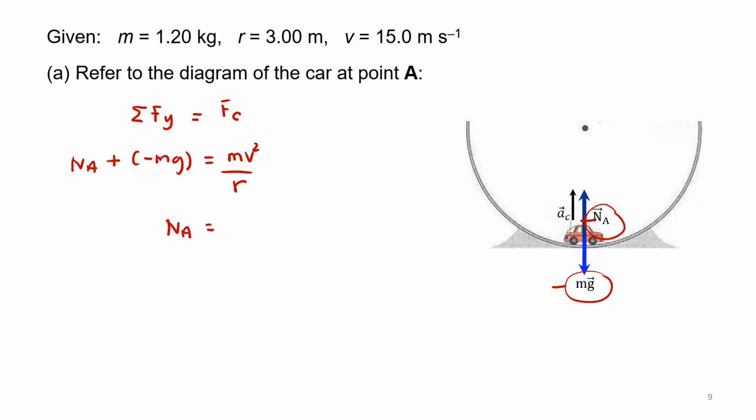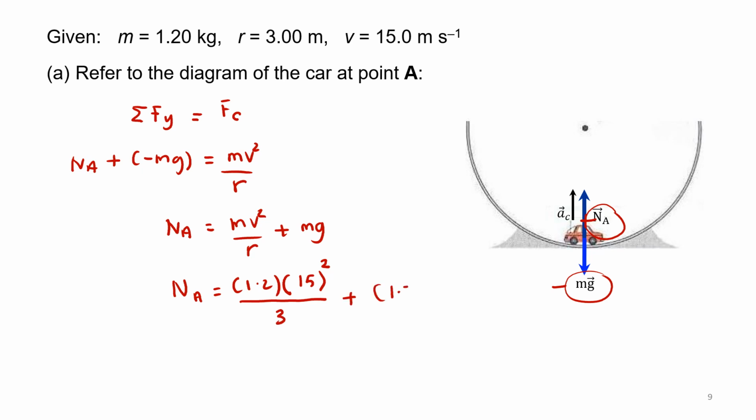So we have N_A is equal to mv squared over r plus mg. So we substitute all the values. The mass of the car is 1.2 times the velocity 15 meters per second squared, and the radius is 3, plus 1.5 times 9.81. So the reaction force at point A will be 101.8 Newton.